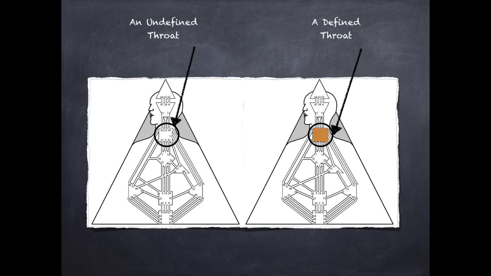So for instance, if your throat is connected to your solar plexus or emotional center, then you could talk a lot about your feelings. Of course, there's more to say about the throat center, but for the purposes of this video, understanding that a brown square does not mean a motorized throat is all we need to know. And also that a generator can have an open throat or a defined throat and still not have a motor to the throat.